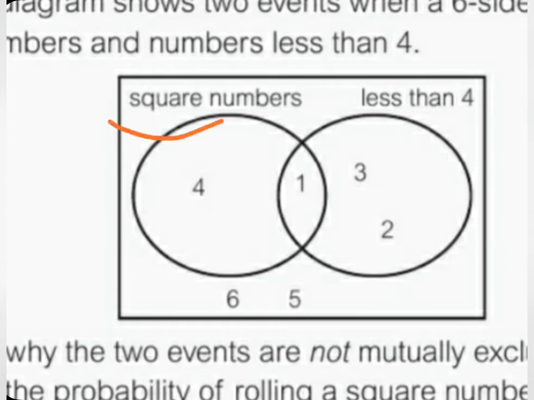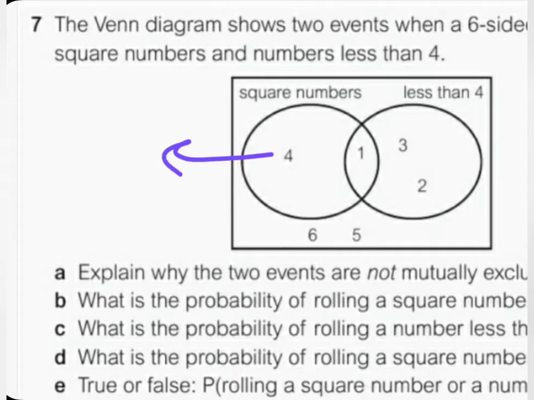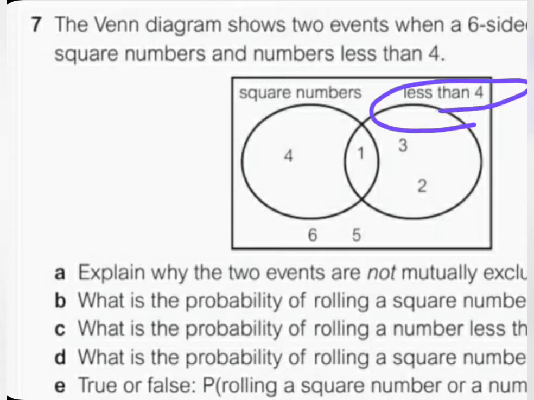Now, how many square numbers do we have on a dice? As we said before, we have this and this, 1 and 4. And as we said, what do square numbers mean? They are the product of multiplying a number by itself. We call them squared numbers. Now, we have 1 and 4 in one dice, so there are two square numbers. Now, with numbers less than 4, how many do we have? Very good. We have 1, 2, 3. So there are 3 numbers in a dice.